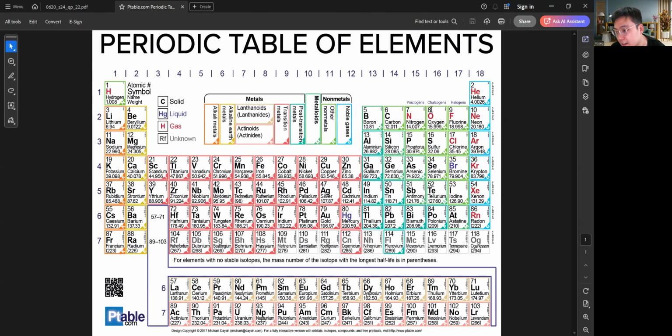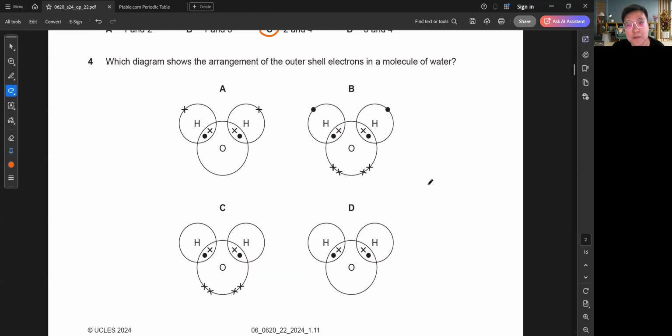One moment, looking at here, 8, 2, 6. So it should have 6 valence electrons. So here, only boy and cat shows that oxygen has 6 valence electrons.